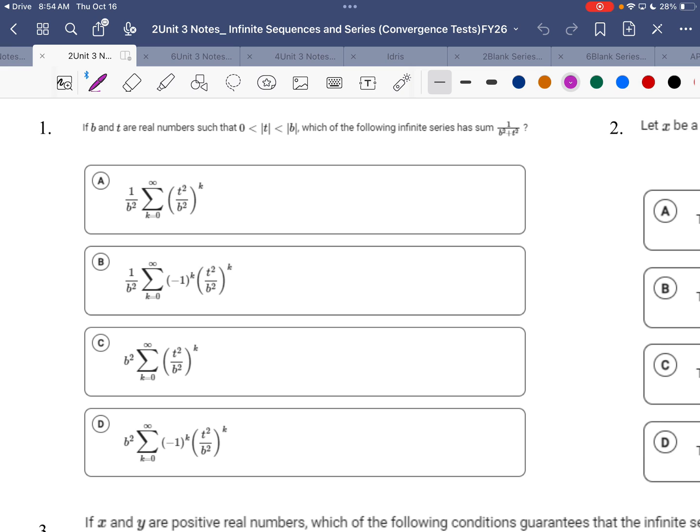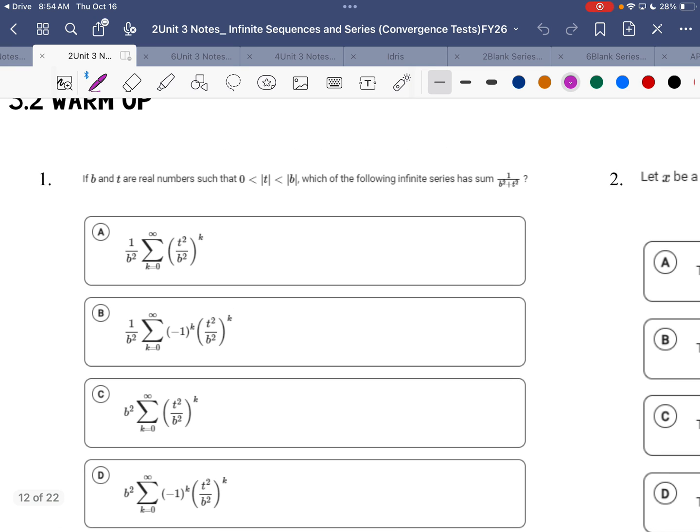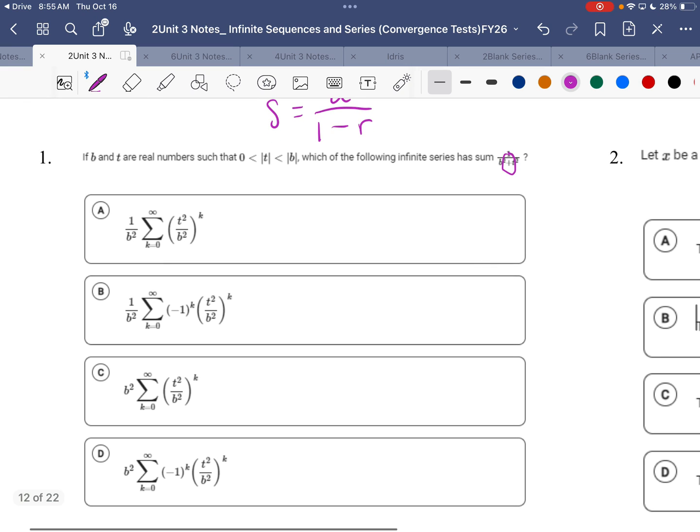So on one, we have to figure out which one would sum up to this. Remember, the geometric sum formula is A over 1 minus R. So you have to have a subtraction sign in there, but looking at what it's saying, we're going to a plus sign. So which one of these would have been able to change the signs between the 1 and the R? B and D. So you're already narrowing it down.